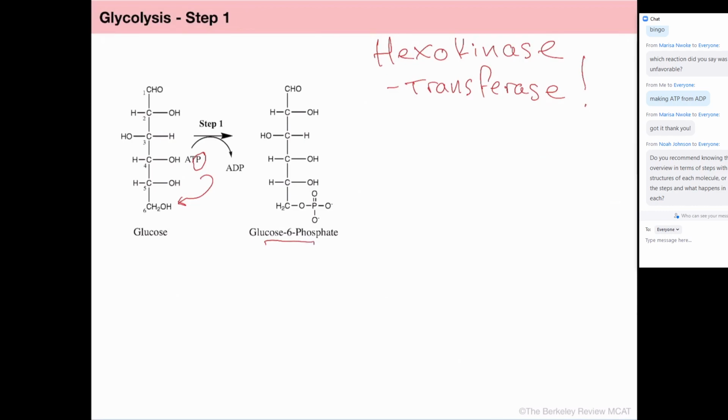So good question. Do you recommend knowing the overview in terms of steps with structures of each molecule, or just the steps and what happens in each? I would know both. So glycolysis and TCA, I know them inside and out. I'd go as far as saying memorize them. Which just comes from doing practice problems and reading it and, you know, drawing it out. The best thing to do is draw these out yourselves, and you'll actually remember things pretty quickly.